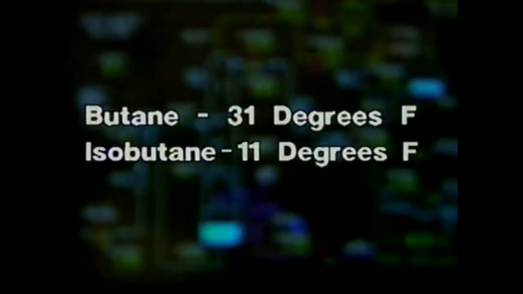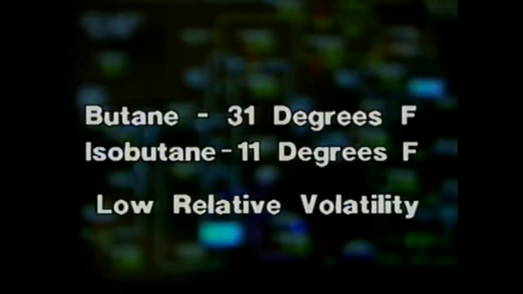Now let's examine a liquid mixture of butane and isobutane. At atmospheric pressure, butane boils at approximately 31 degrees Fahrenheit. Isobutane boils at approximately 11 degrees Fahrenheit at atmospheric pressure. This mixture has a low relative volatility. A low relative volatility means that the components are relatively hard to separate by distillation because their boiling points are close to each other.